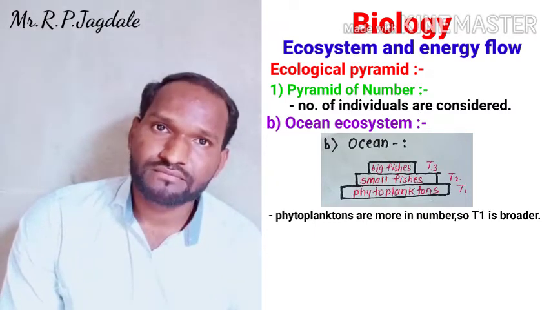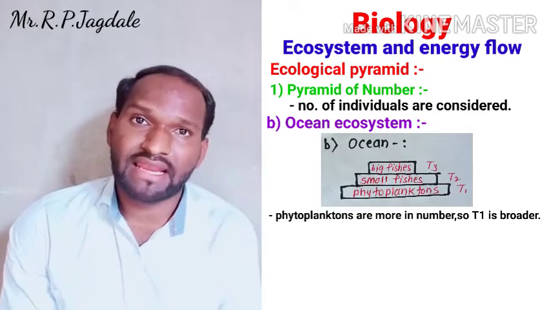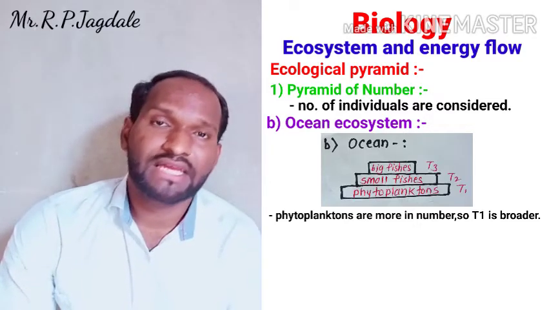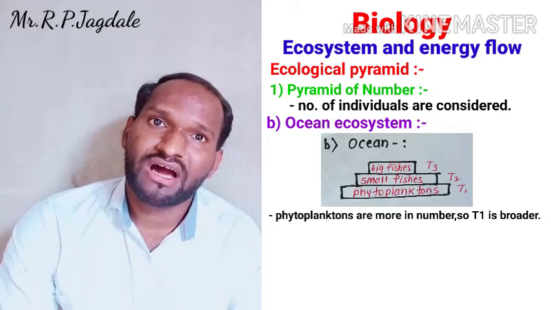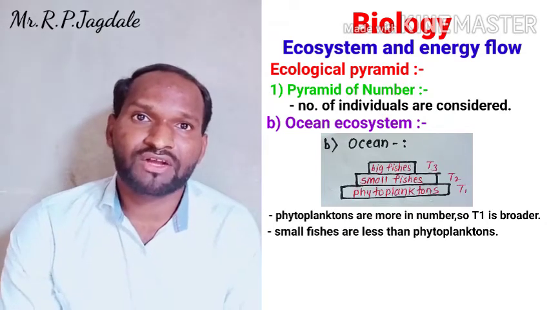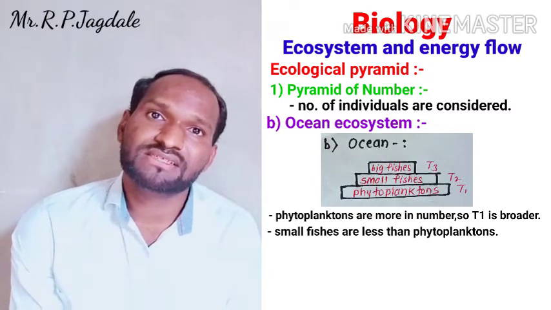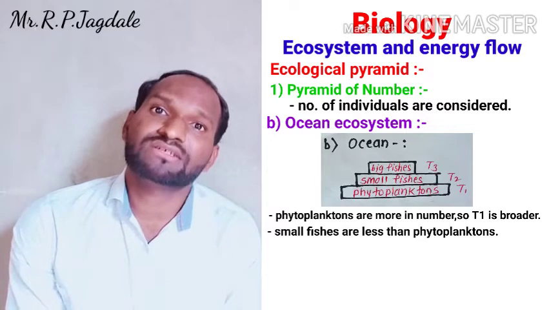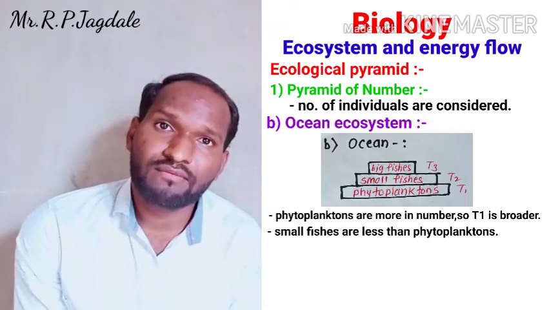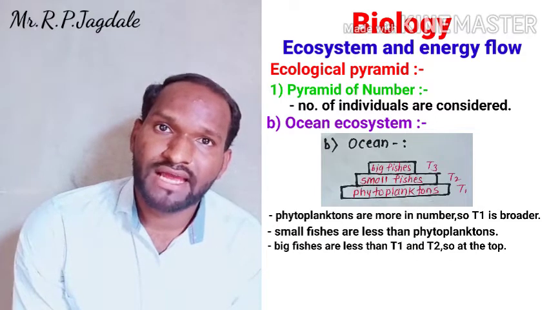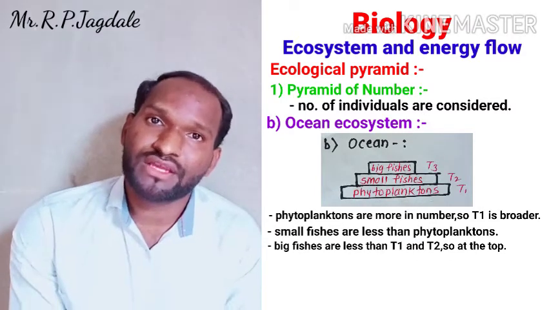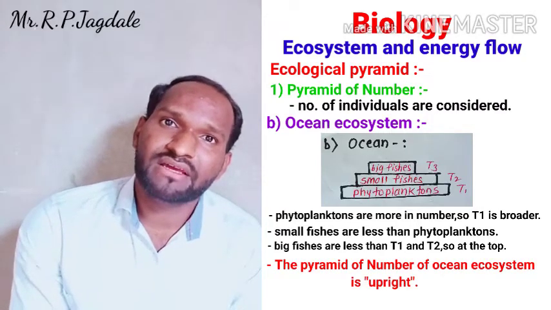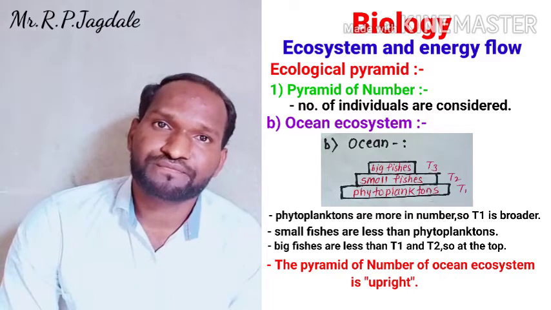Phytoplanktons are lakhs or crores in number. Then the second level is the small fishes. Now those small fishes are smaller in number than the phytoplankton, so their number is reduced at the second trophic level. Then on those small fishes some big fishes feed, so the number of big fishes is again smaller at the third trophic level. So in the ocean also we get an upright type of pyramid in the pyramid of number.